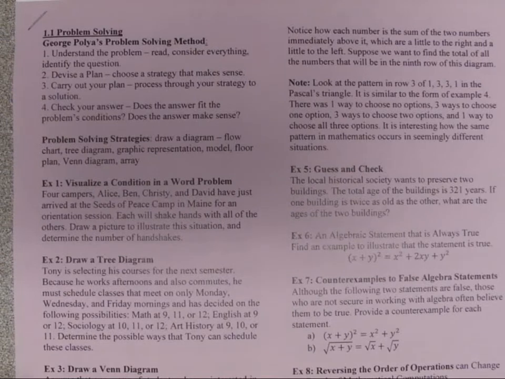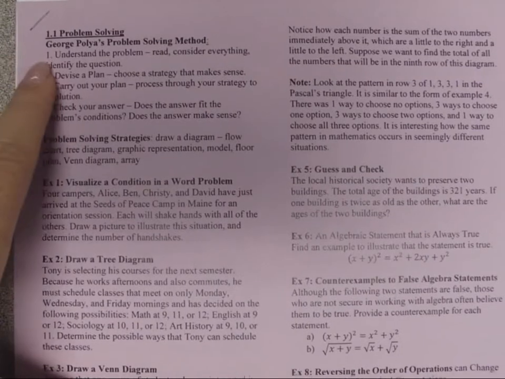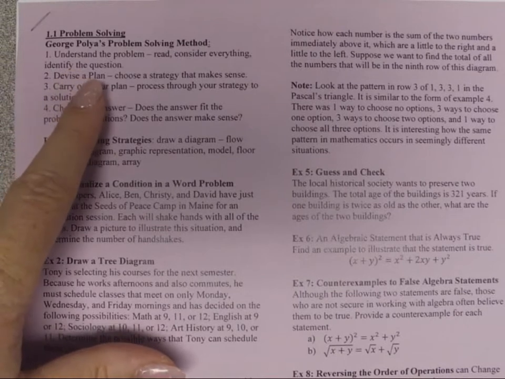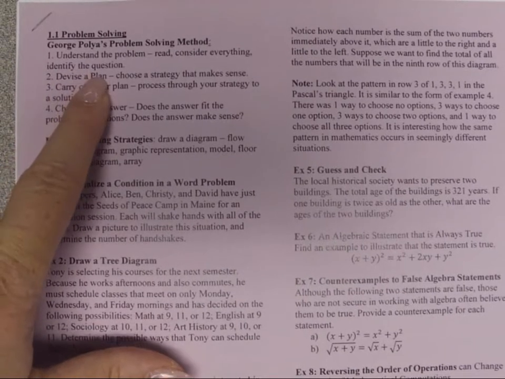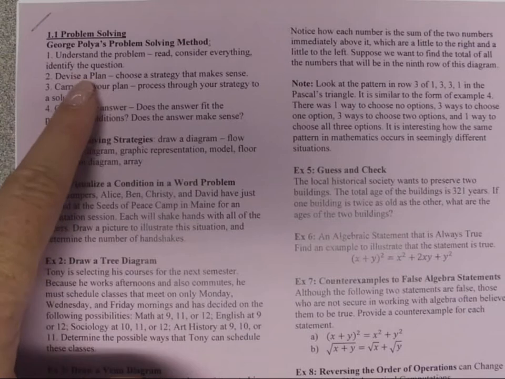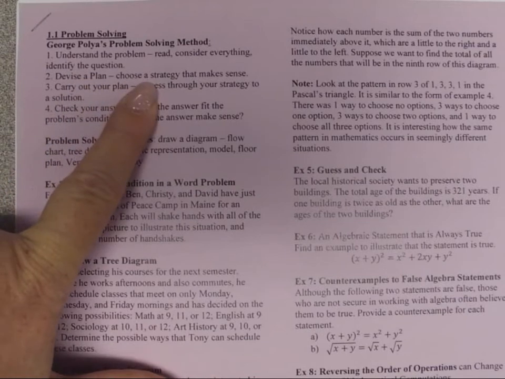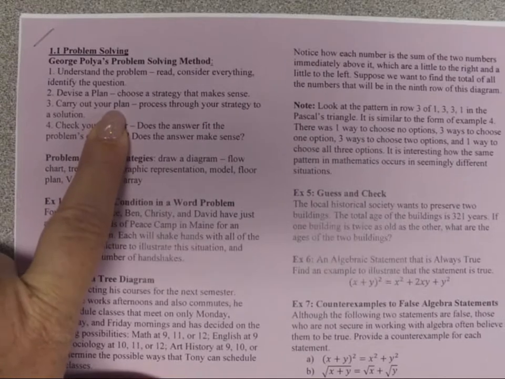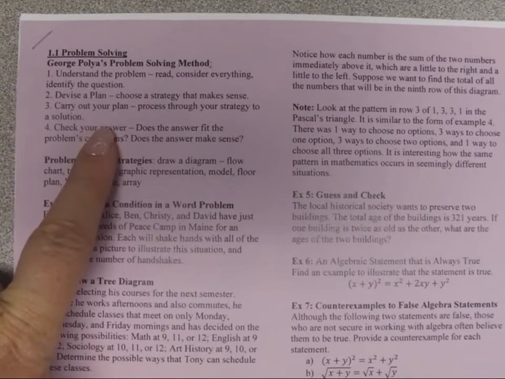So we're going to talk about problem solving. George Polya's problem solving method tells us that we need to understand the problem: read, consider everything, and identify the question. Then we need to devise a plan. That means to choose a strategy that makes sense. The third one is to carry out your plan, process through your strategy to a solution.